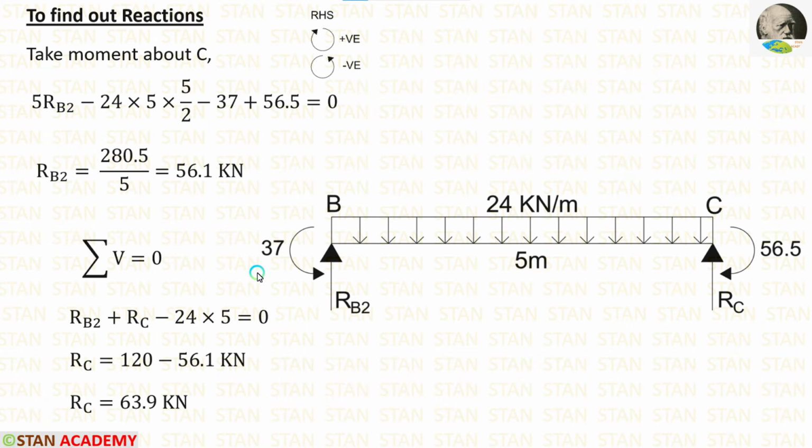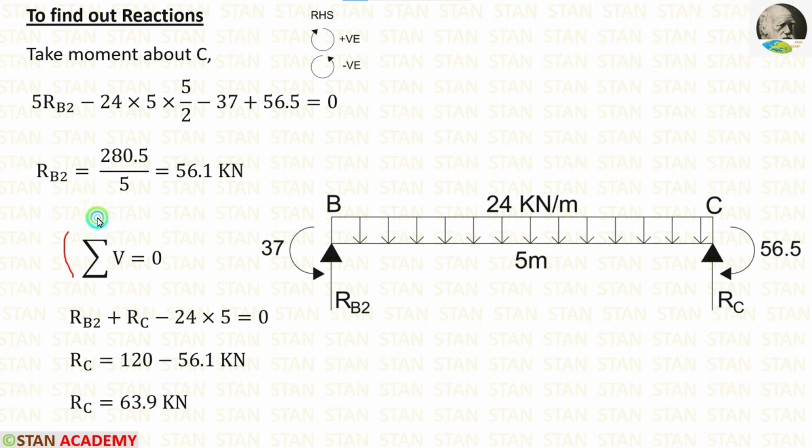Then there are two moments. The moment 37 is acting in the anticlockwise direction, so it will be negative, and the moment 56.5 is acting in the clockwise direction, so it will be positive. After the calculations, we are getting RB2 is equal to 56.1 kN.